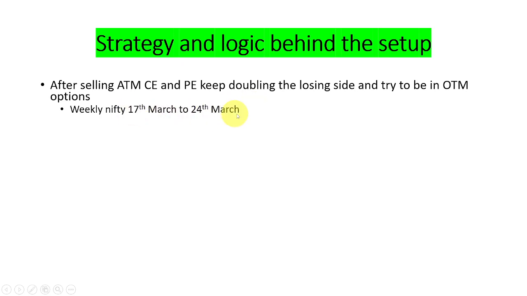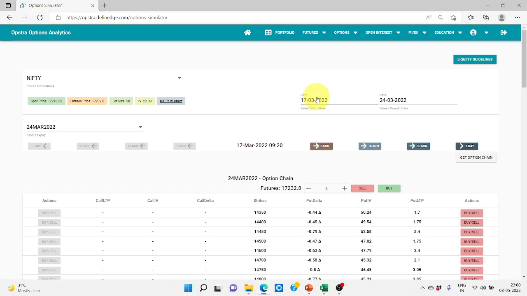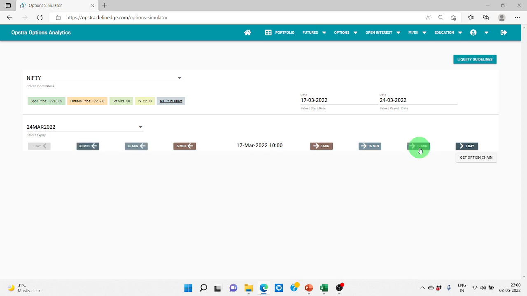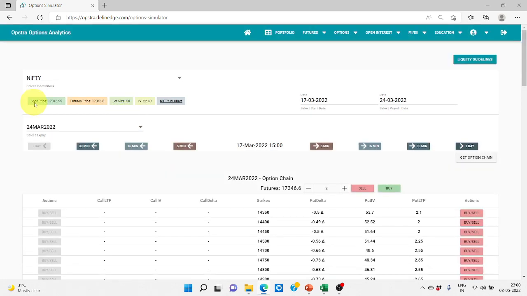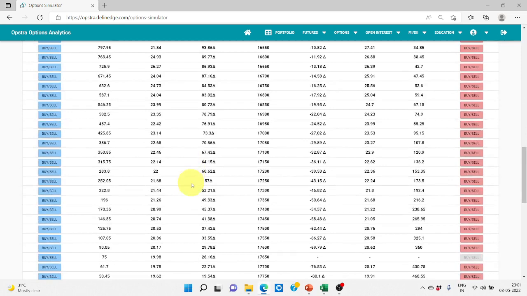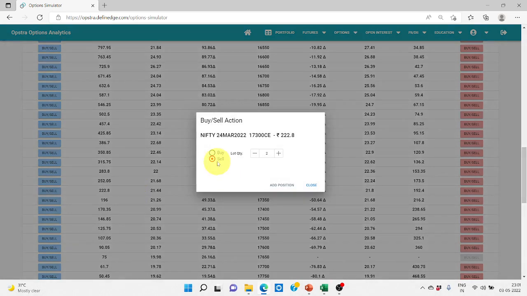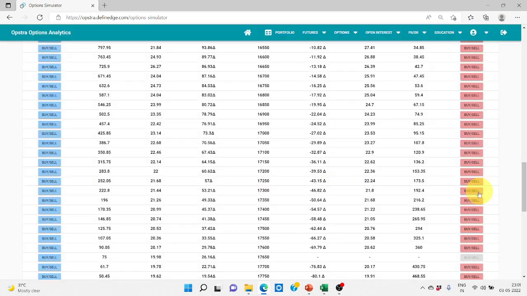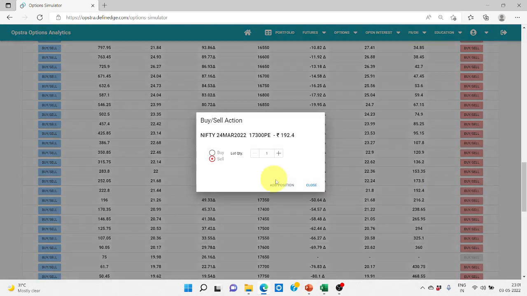So Nifty 17th to 24th, let's just see. So I have put an option like 17th and 24th. And on the 17th at 3 p.m. we are entering, that is almost after expiry of that week. That week we are going to sell the at-the-money call and put. So 17,300, we are going to sell the call and put.